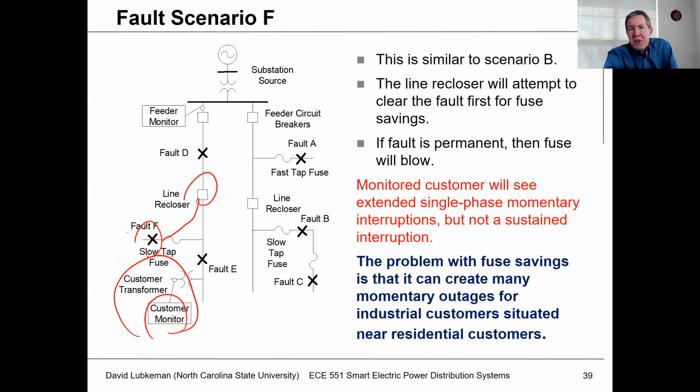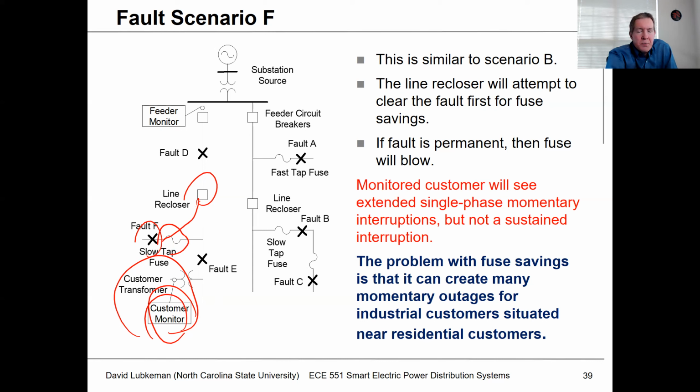And let's suppose these feeders have a lot of issues with trees. Well, if you try to do fuse savings in here, this critical customer is going to be subjected to a lot of momentary interruptions. So what are you going to do about something like that? Well, this is where you have to look at the trade-offs. So in some cases, what the utilities would do is they may disable fuse savings.